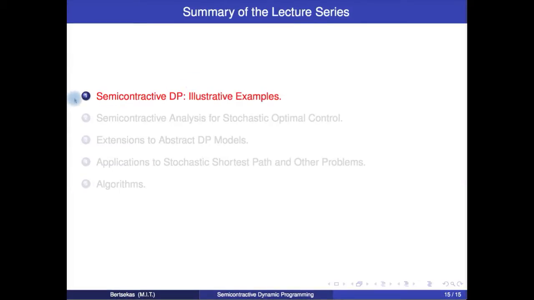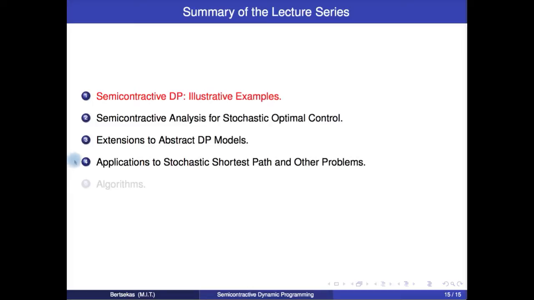Okay, we have concluded this first lecture in this lecture series, which dealt with an introduction to the subject of semicontractive dynamic programming and an illustration of behaviors that we can expect and would like to address through examples. In the next lecture, we're going to do a mathematical analysis of the type of phenomena that we have observed, and we are going to restrict ourselves to stochastic optimal control problems. Then we are going to extend the analysis of the second lecture to abstract DP models.